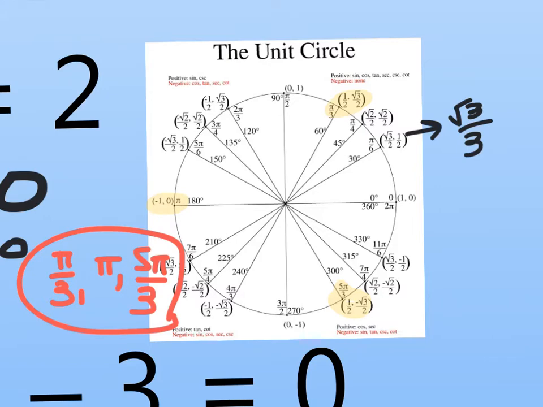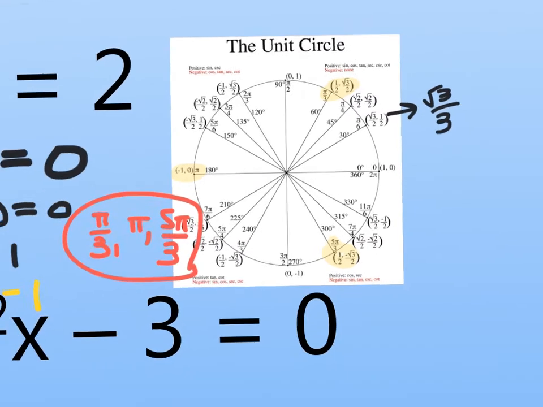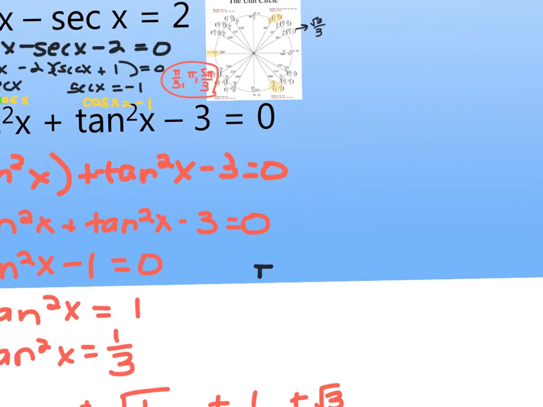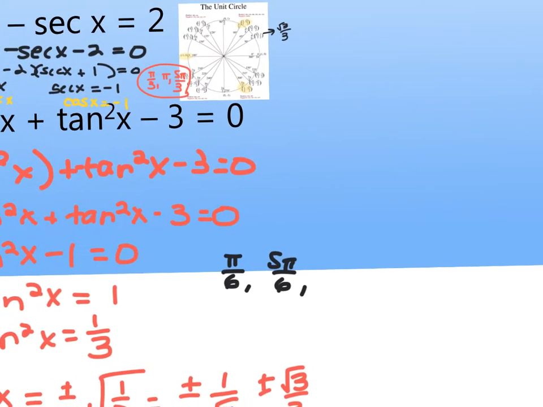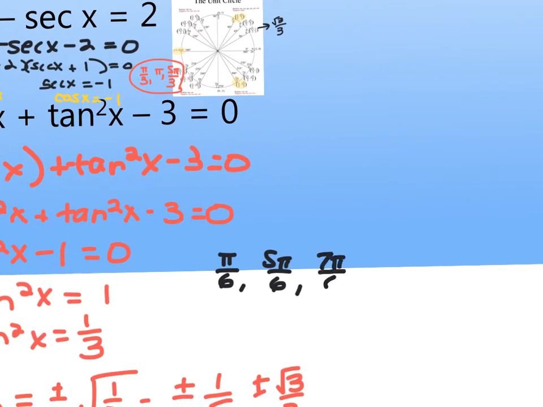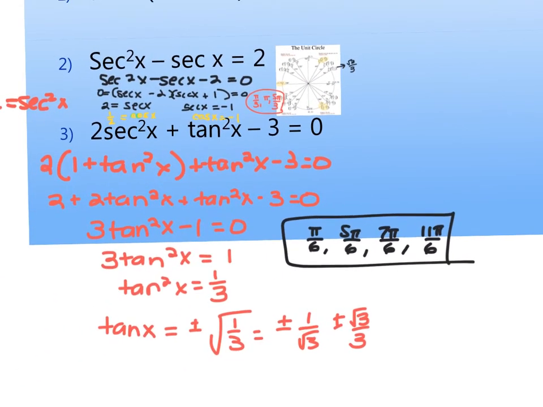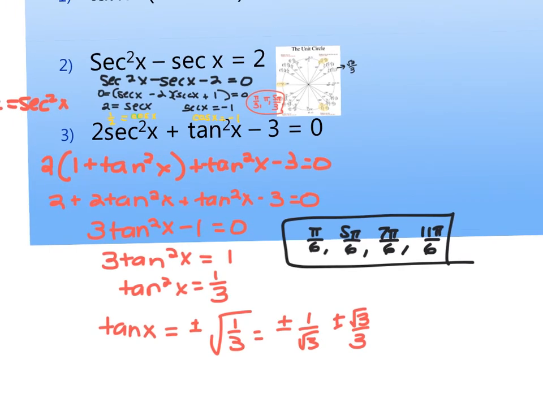Which means that every over 6 is going to be my answer because it's positive or negative root 3 over 3. So I'm going to have pi over 6. I'm going to have 5 pi over 6. I'm going to have 7 pi over 6 and 11 pi over 6 are all included in your answers. Questions on that one? All right, questions from homework?